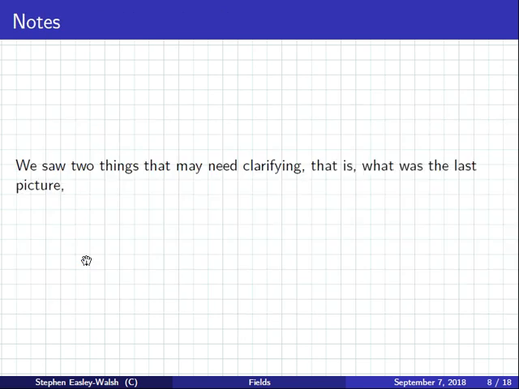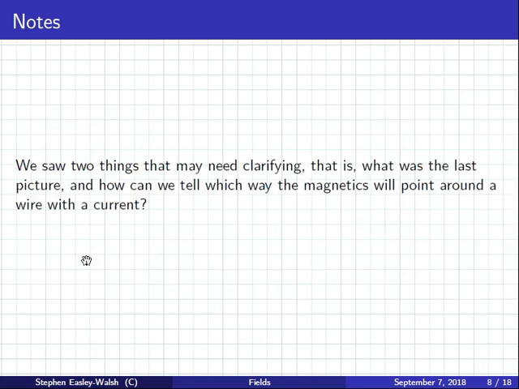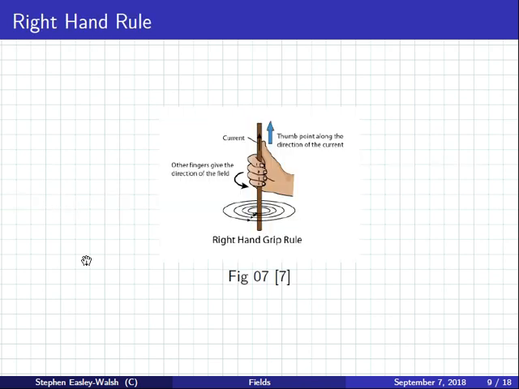So we need to say two things that we need to be clear. So this is perhaps the rule you were talking about, Ben. This is a way to know the direction of the field. So if you have a current and the current is going up, like this, you take your hand, you put it around the current with your thumb in the direction of the current. So then this here is the direction of the magnetic field.